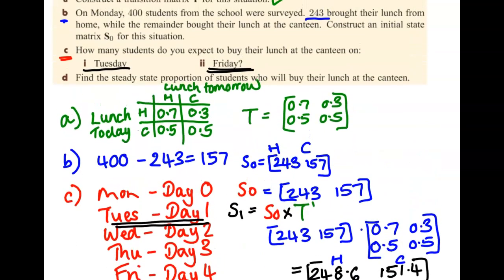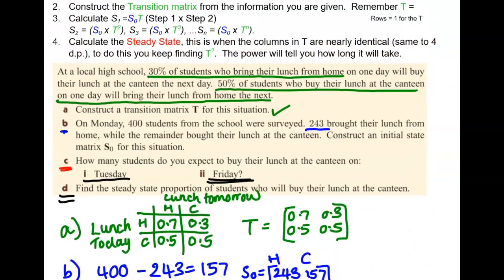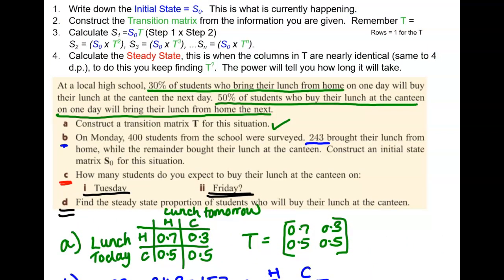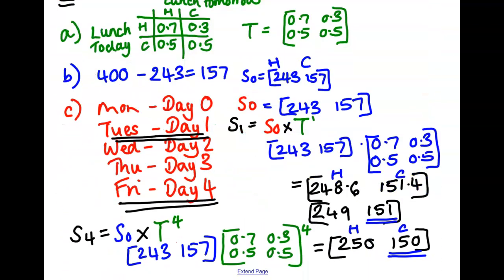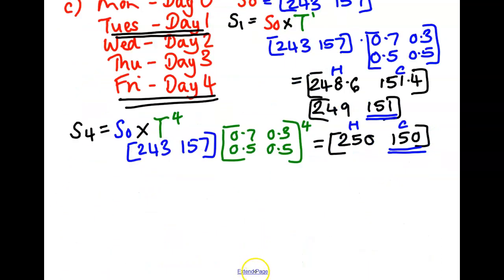Now, what we're going to do in our final question is find the steady state. If we go back up to the success criteria, the steady state is where we put our transition matrix into our calculator, and we try and get the same decimal places, and the steady state tells us what the probability will be of each different thing. So this is part D.